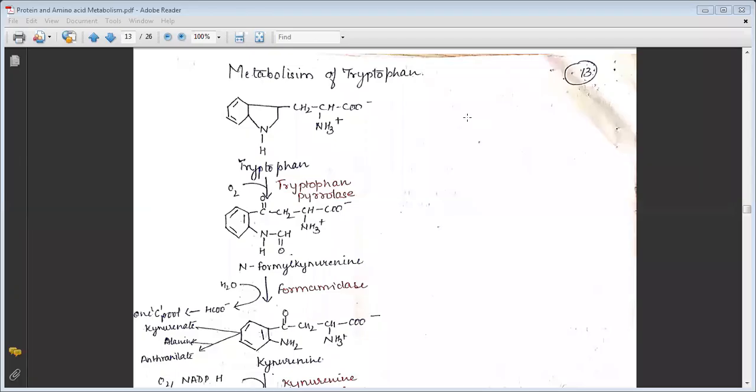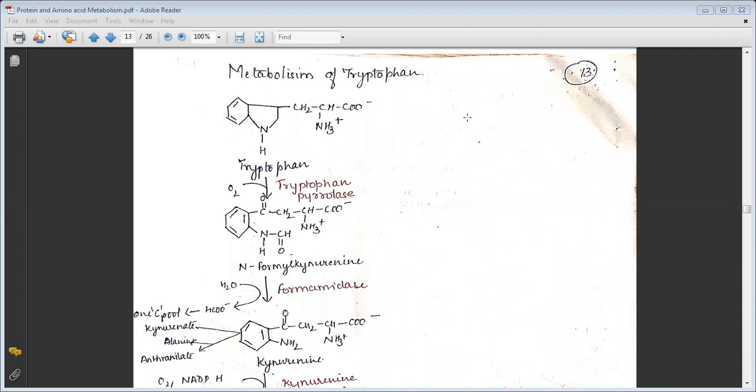Hello students, today we will be learning about the metabolism of tryptophan. In this, tryptophan is being metabolized into different products. So in these reactions, the tryptophan is being converted into N-formyl kynurenine in the presence of tryptophan pyrrolase.